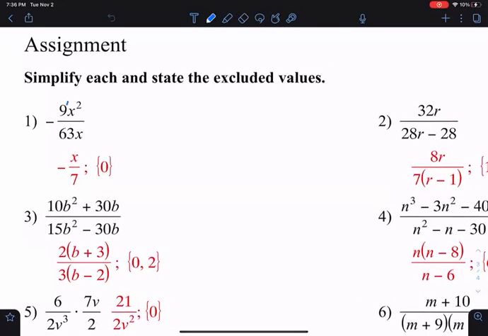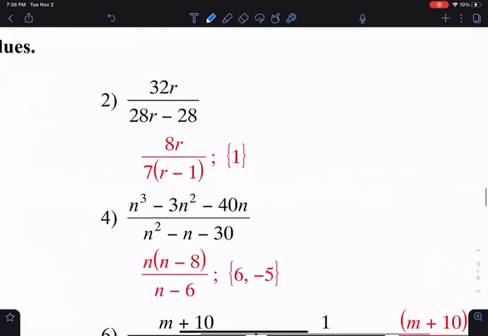Simplify, right? Well, you can simplify the 9 and the 63. That's going to be -1 over 7, right? And then x squared and x, this is x to the first. So this is the answer. And of course, the excluded value has to be 0, because if you have 0 in the denominator, then that will give you undefined, and you don't want that, right?